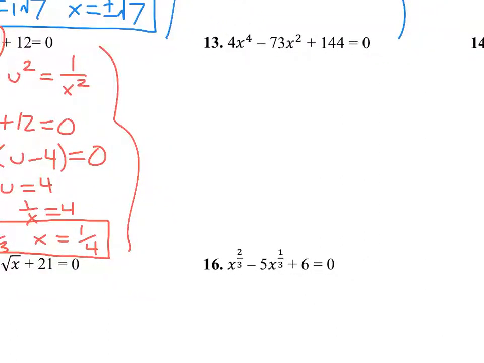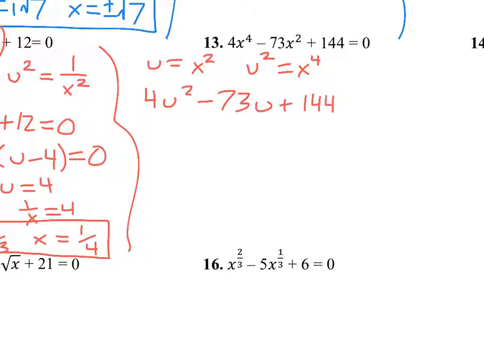Okay, for number 13, we have some really big numbers. We're going to try U-substitution again. So again, look at the middle. We see negative 73x squared, but I don't want the coefficient, so I'm just going to call U x squared. Now I square both of those, so U squared equals x to the fourth, and I rewrite it using U instead of x. So it's going to be 4 times U squared minus 73 times U plus 144 equals 0.